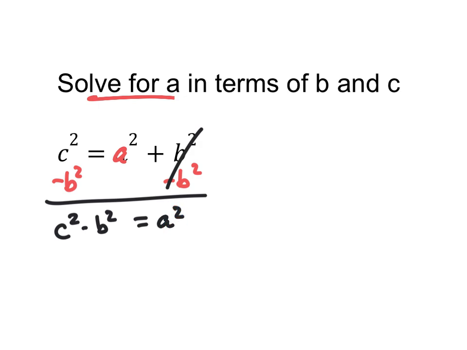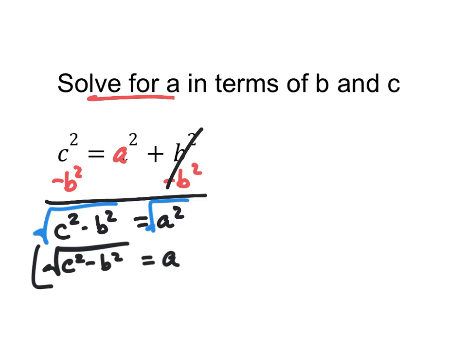From here, I want to isolate a, but I have a squared. The opposite of having something squared is to apply the square root to both sides. If I take the square root of a squared, I'm just left with a, and that's equal to the square root of c squared minus b squared. And that's our answer. We've isolated a.